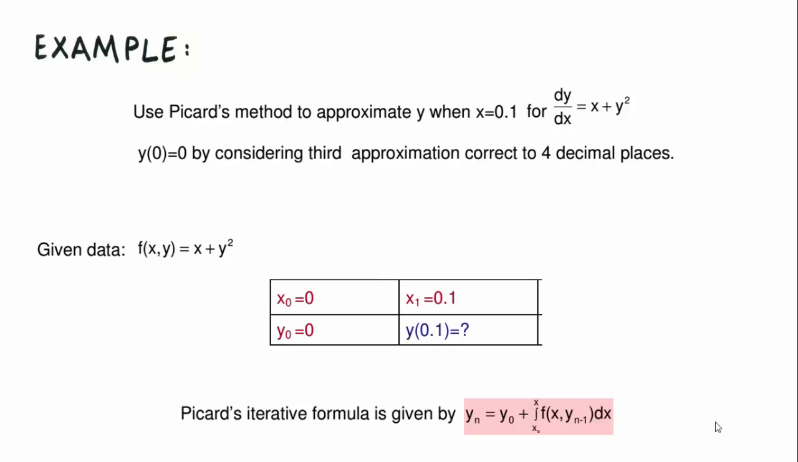Here's the tabulated data. Picard's iterative formula is given by y sub n, where n is the iteration number, is equal to y naught, the initial y value, plus the integral of the function. The limit of the integral will be from the x initial value to the x final value, or the value at which we have to find y, which here is 0.1.